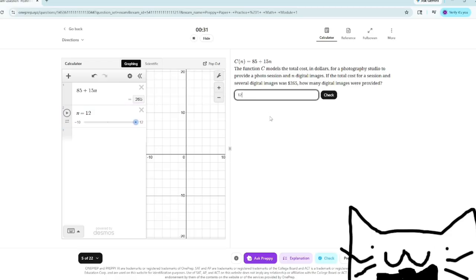All right, the answer is 12. That is how you find it for this one. You kind of just plug it in. If it gives you a constant, it essentially just wants you to see how this equation will equal 265.